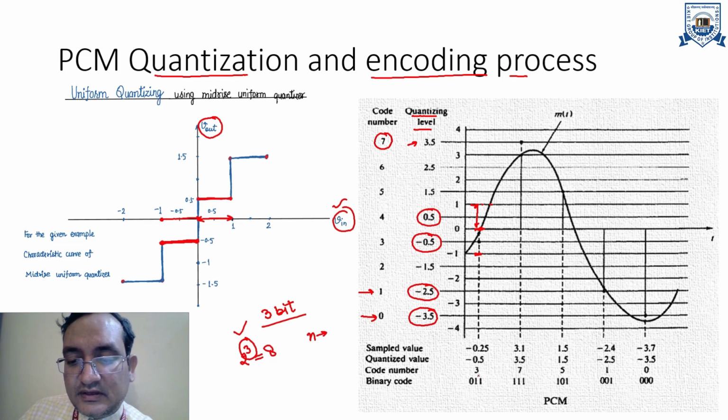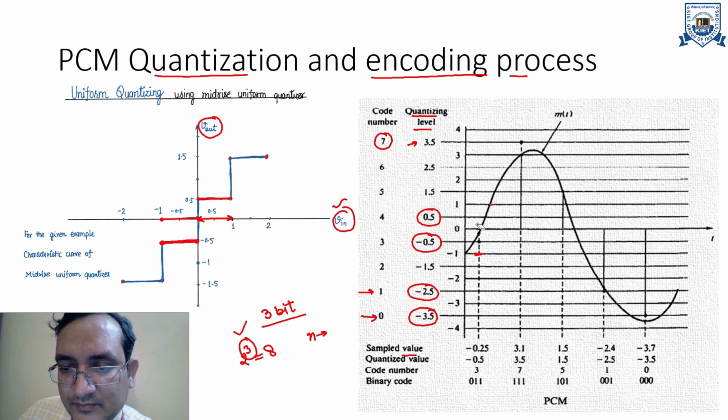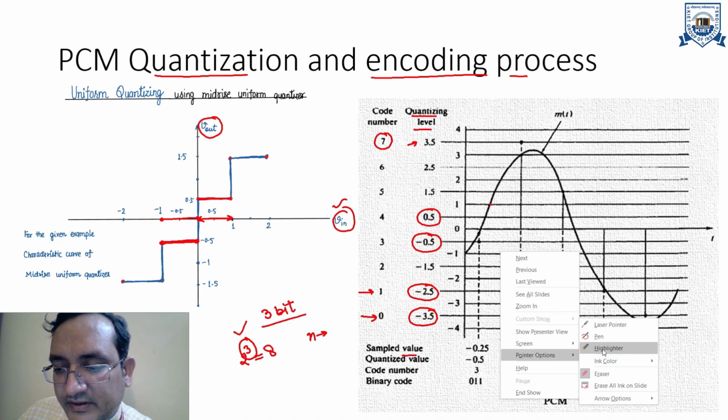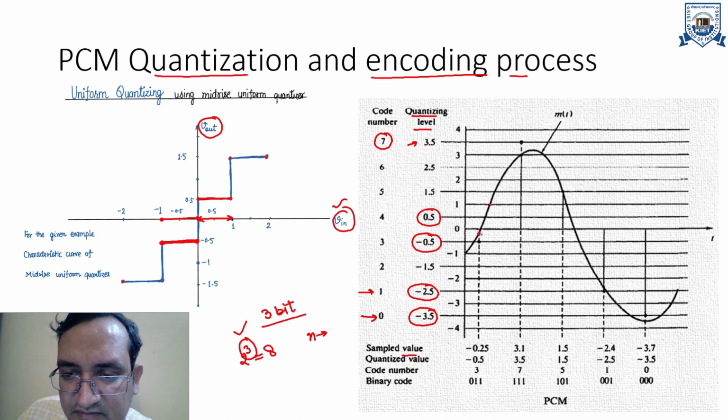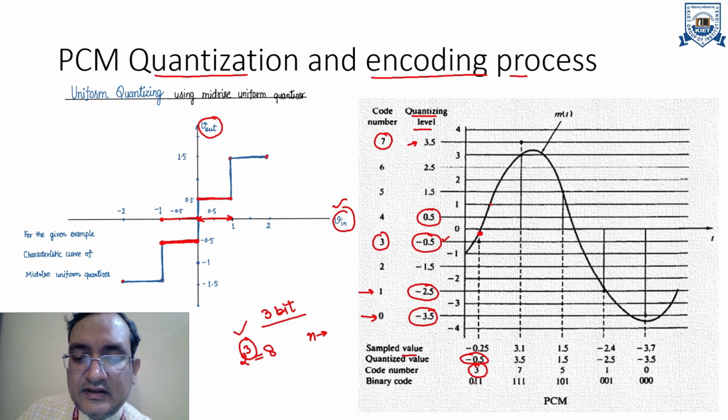For example, you can clearly see that our sampled value is -0.25. So I'm going to clear this with the help of the eraser. Okay, then you can clearly see this is the value minus 0.25, which lies between 0 and minus 1. So the quantized value will be -0.5. That means I am encoding 3. So minus 0.5 is the quantized value and 3 is the code number. The binary equivalent of 3 will be 0, 1, 1.